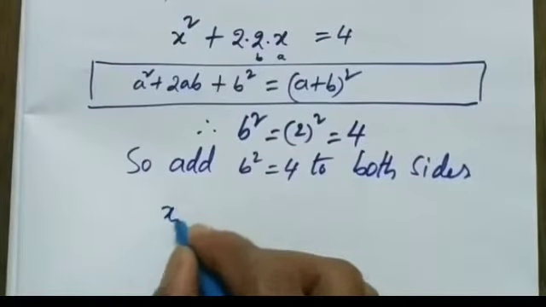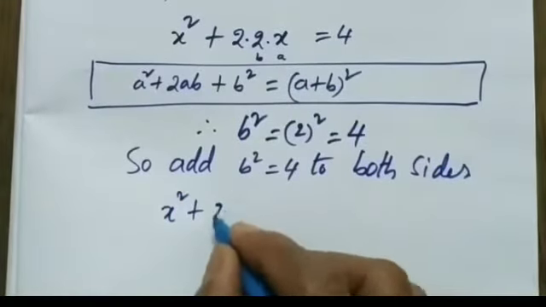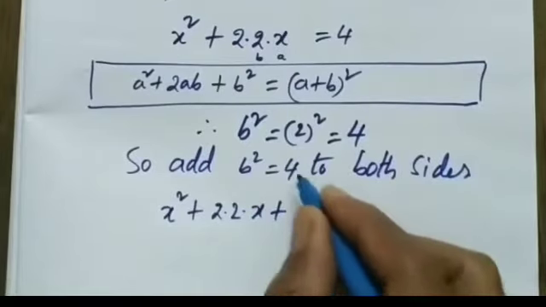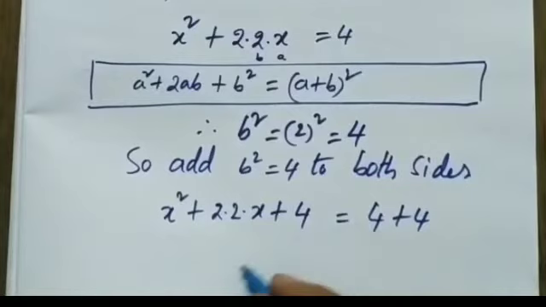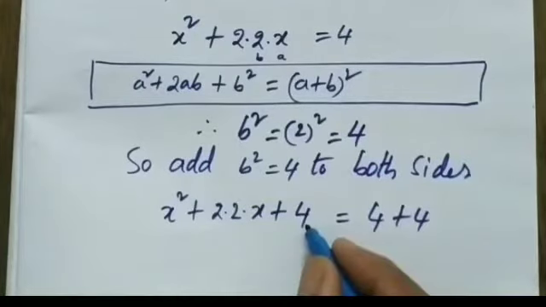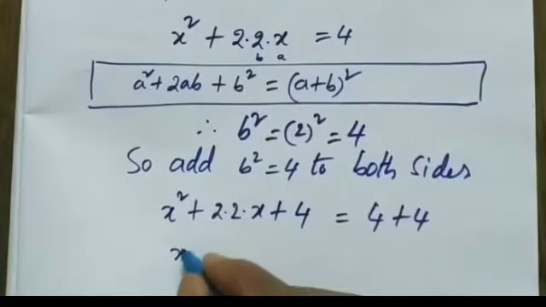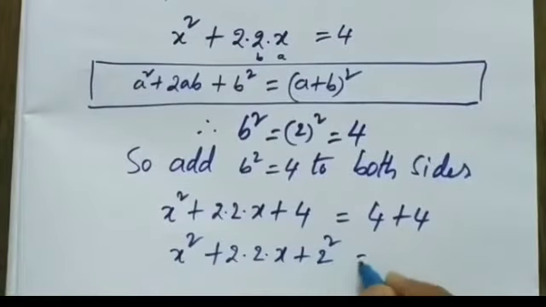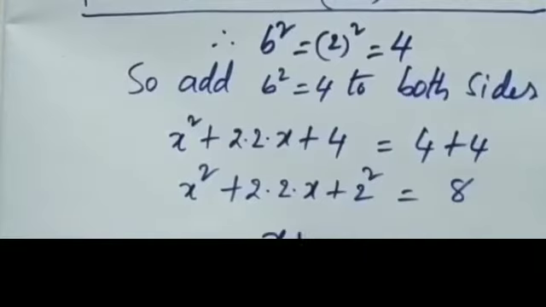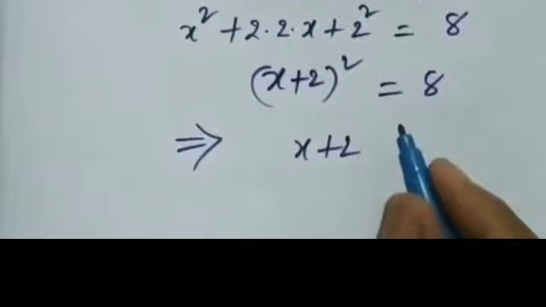Now the equation becomes x square plus 2 into 2 into x plus 4 equal to 4 plus 4. Now 4 can be written as 2 whole square, so it is in the form of a plus b whole square. So x plus 2 whole square equal to 8.